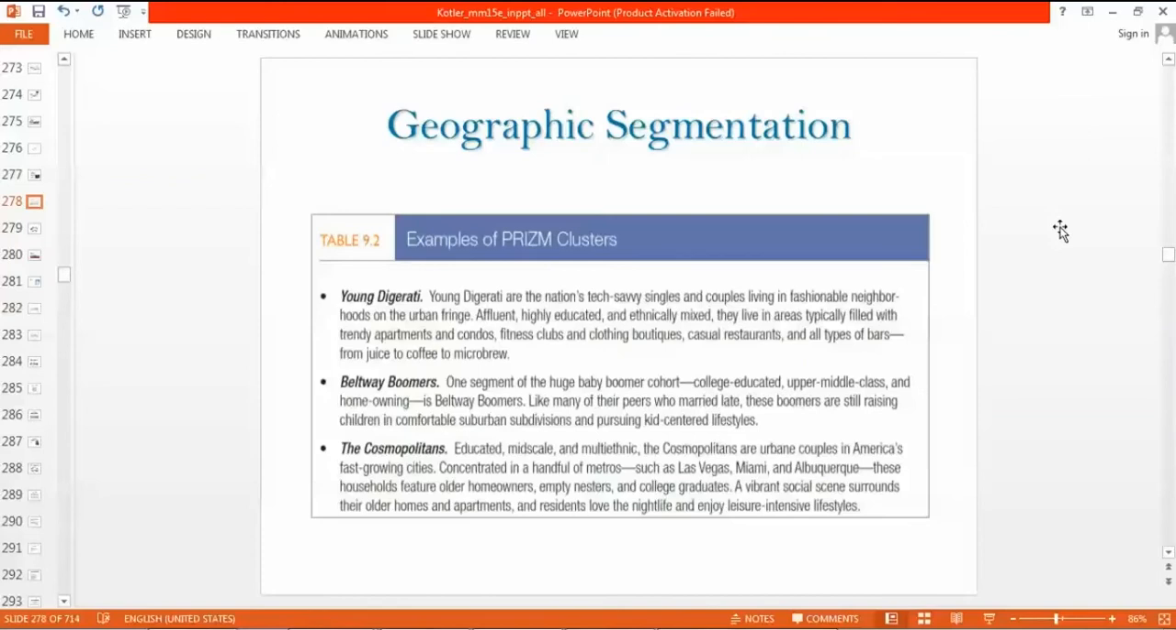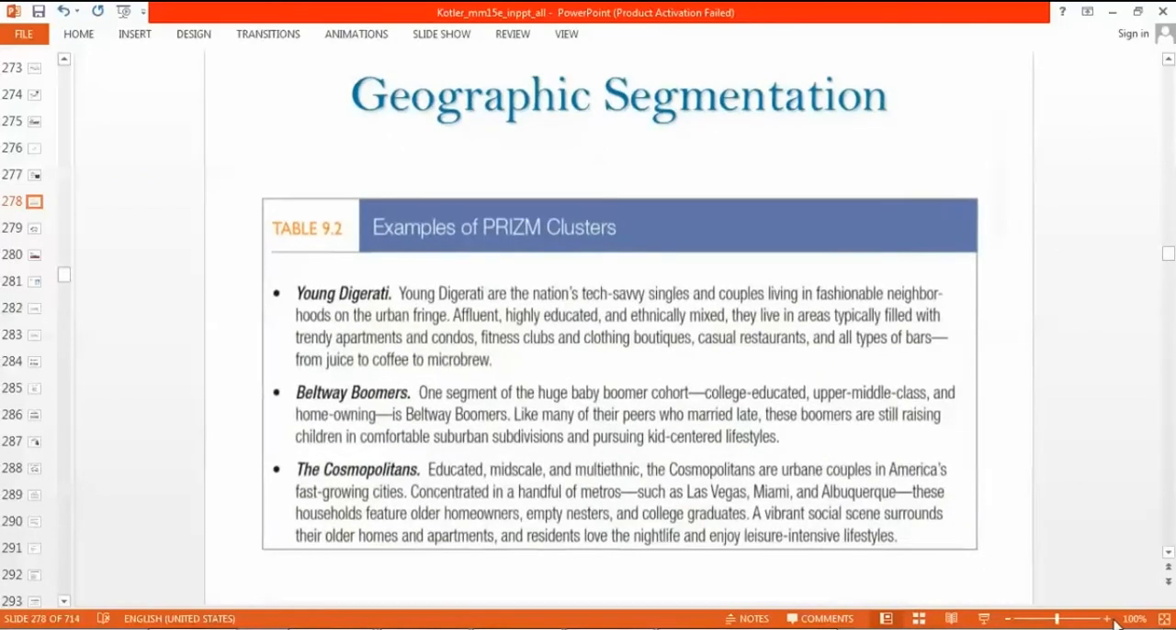And then in the graphic segmentation, we also learn how to develop personas. Young Digerati is a persona. Beltway Boomers is a persona. The Cosmopolitan is a persona. So the persona shows the high level profile of the cluster, the name of your cluster.